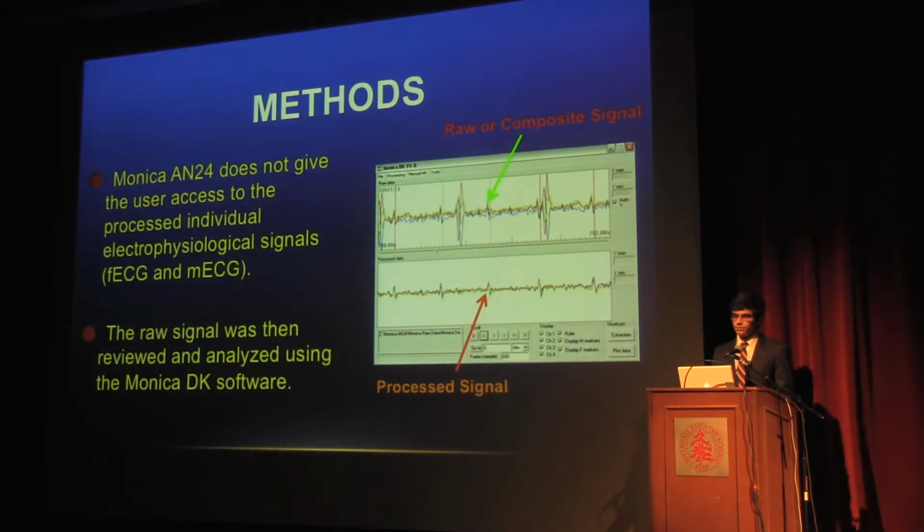Monica AN24 does not give the user access to process individual electrophysiological signals, especially the fetal electrocardiogram and the maternal electrocardiogram. The raw signal, as shown on the top panel of this figure, was reviewed and analyzed using the Monica DK software, which is a branch of the Monica AN24 device. The resultant analysis, as shown on the bottom panel, includes the fetal electrocardiogram and the maternal electrocardiogram without the movement signals.